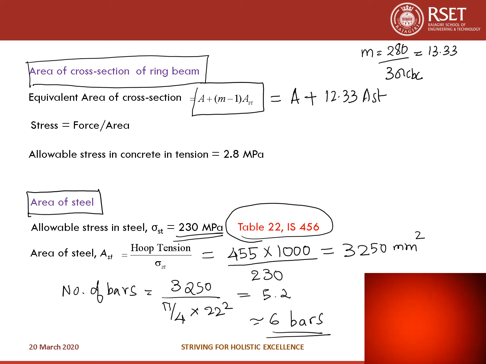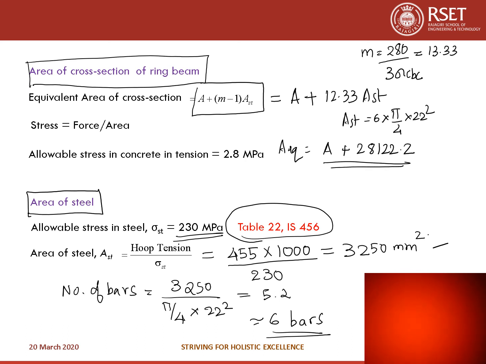Now ASD we already know, it is 6 bars we have provided, so 6 into pi by 4 into 22 square. So the area of steel we can calculate. By substituting this, you will get the equivalent area as A plus 28122.2. So we got the equivalent area.